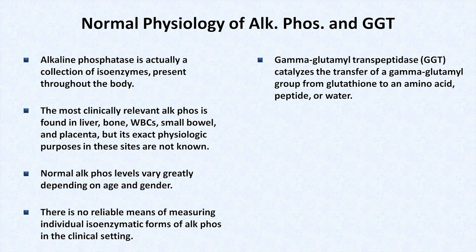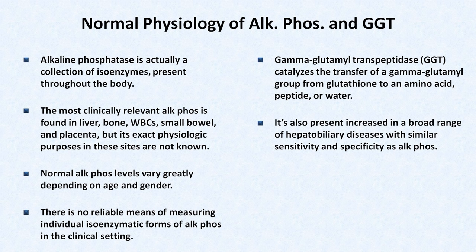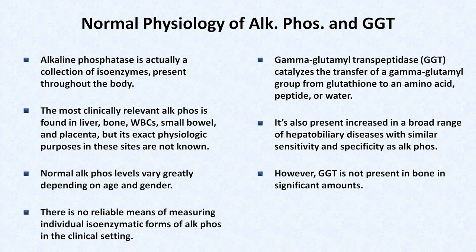Gamma-glutamyl transpeptidase catalyzes the transfer of a gamma-glutamyl group from glutathione to an amino acid, peptide, or water as part of the rarely discussed gamma-glutamyl cycle. GGT is also increased in a broad range of hepatobiliary diseases, with similar sensitivity and specificity as ALK-phos. However, GGT is not present in bone in significant amounts.